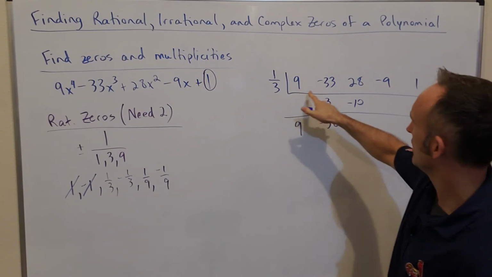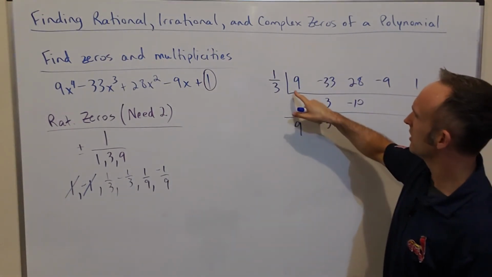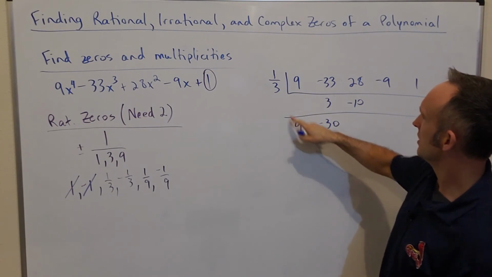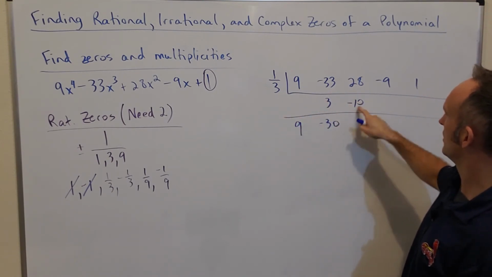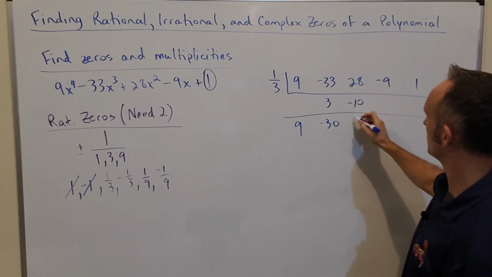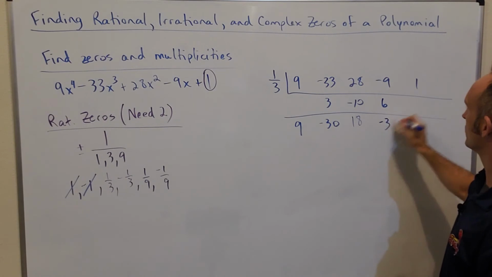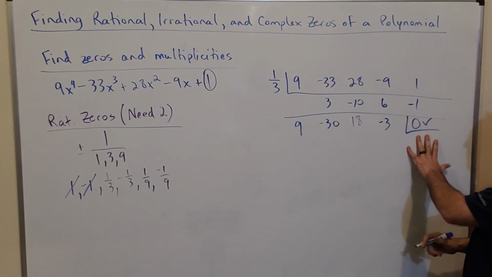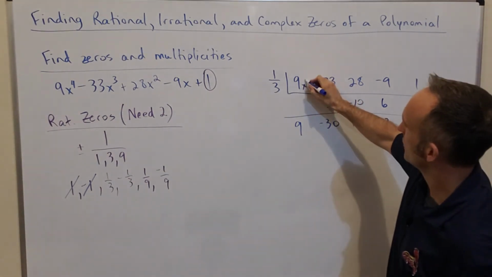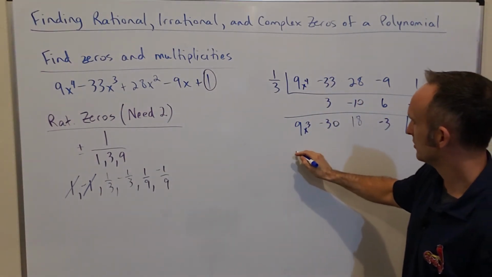Let's see, 9, negative 33, 28, negative 9, 1, okay? So 9, 1/3 of 9 is 3, negative 33, yep, negative 10. Okay, so just making sure I'm on track. Add and we get 18, 6, negative 3, negative 1, 0. So we get a remainder of 0. Now this was x to the 4th, so now we have an x cubed. We need to divide again.